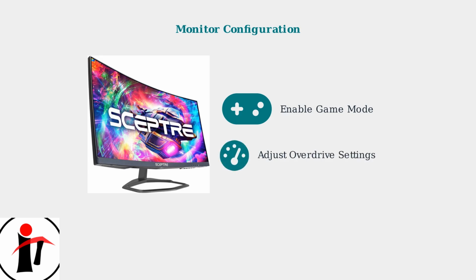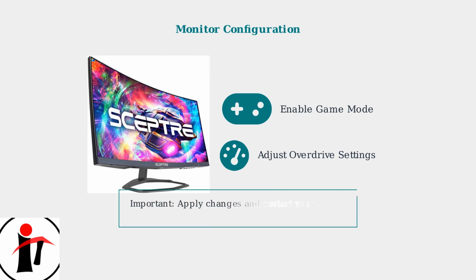Access your Sceptre monitor's on-screen display menu and enable Game Mode or Gaming preset. This reduces input lag and optimizes the display for fast-paced gaming. Also adjust the overdrive setting to minimize ghosting while maintaining smooth motion. Remember to apply all changes and restart your system to ensure 120 Hz is properly activated. Once configured correctly, your Sceptre monitor will deliver smooth, high-refresh gaming performance with reduced input lag and improved motion clarity.